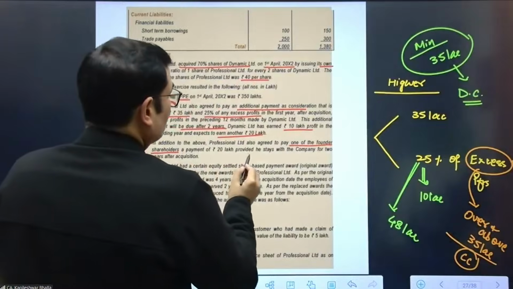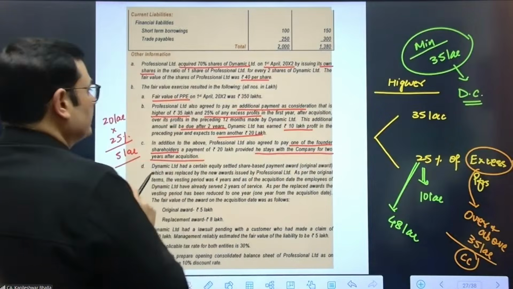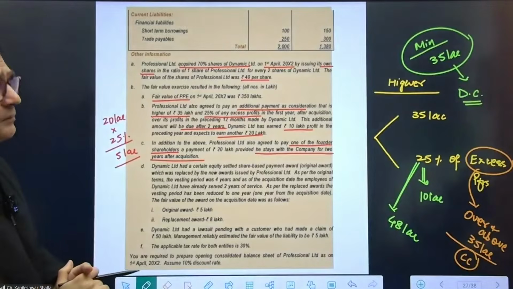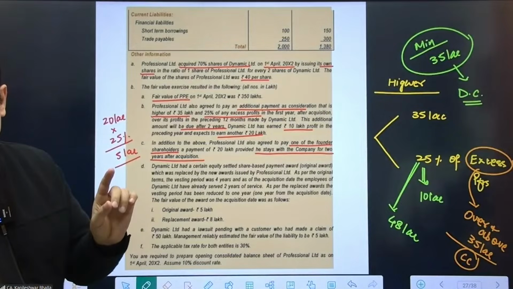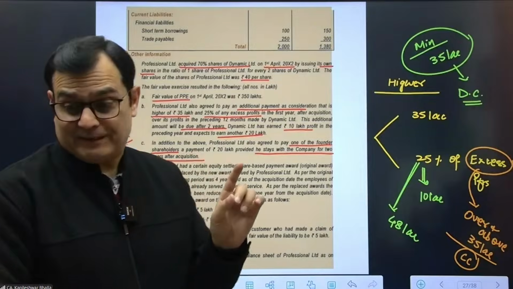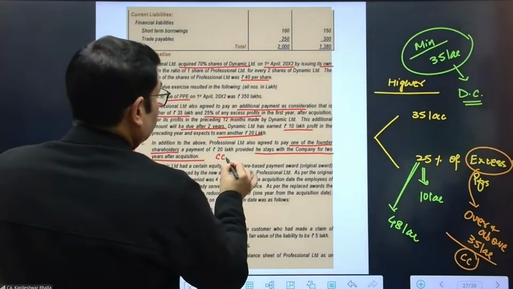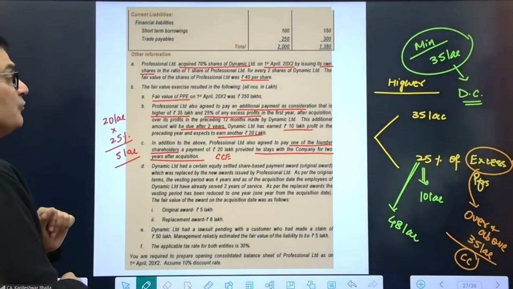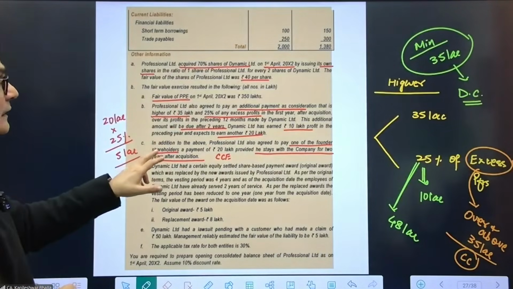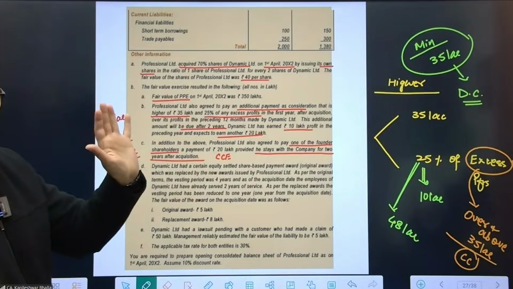It says a payment of 20 lakhs will be given if he stays with the company for 2 years after acquisition. So would you like to tell me that this is paid in the capacity of employee E, or is it paid in the capacity of S? And that's right, it becomes a CCE, because you're telling him to stay for a period of 2 years. So the payment will be given only on the founder member staying in the company for the next 2 years.